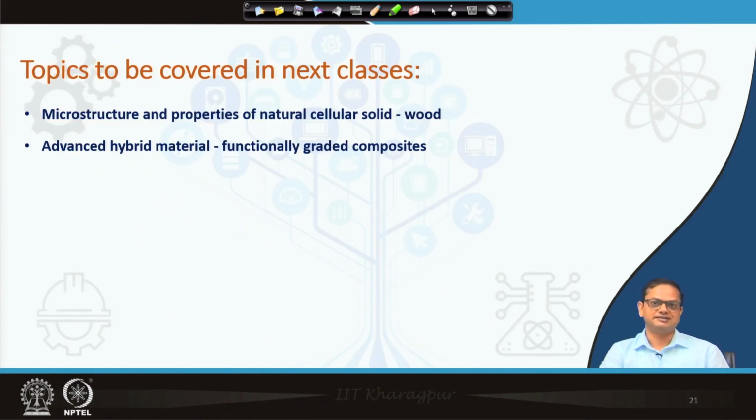In the next class, there will be 3 more classes in this course, and these classes would be on natural cellular solids. So, basically wood structure will be discussed in that particular class, and then there will be 2 more classes on functionally graded composites, again an advanced hybrid material. I think you should know about these materials.